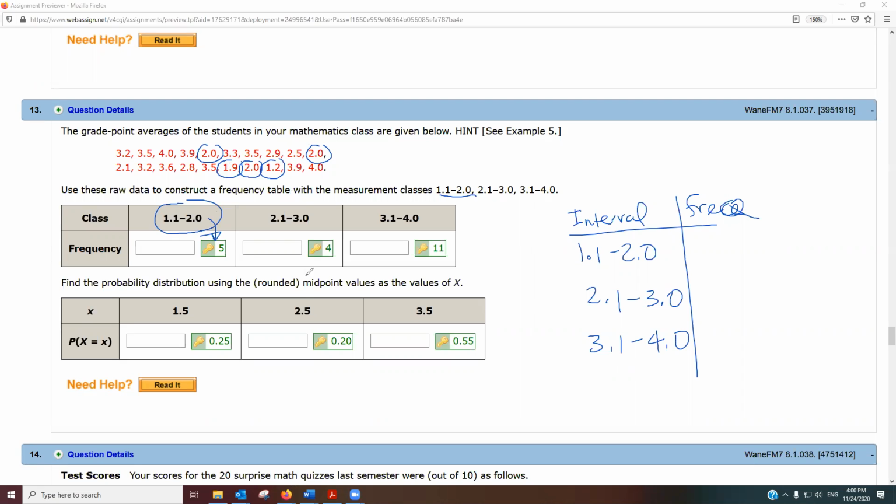Then to calculate the probability, I would take 5. So let's calculate this probability here. This would be calculated as 5 divided by the total data values. Looks like I have 20. So 5 divided by 20 would get me 0.4. I'm sorry, 5 divided by 20 would get me 0.25. So you can see how we're coming up with those probabilities.